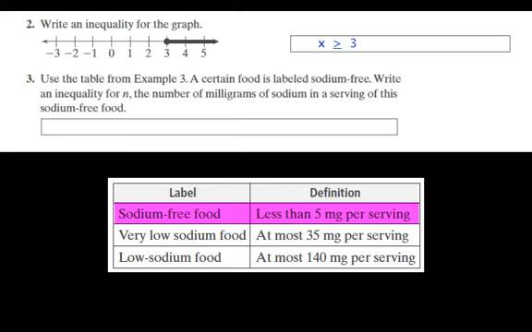That's going to be fairly easy to write as an inequality. We're going to use n for the number of milligrams of sodium. If it's less than 5 milligrams, simply put a less than symbol and the number 5. So n is less than 5.